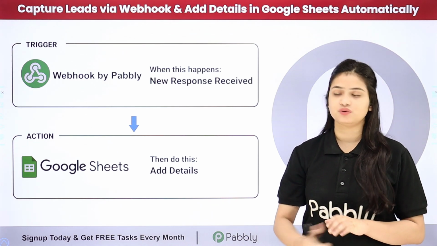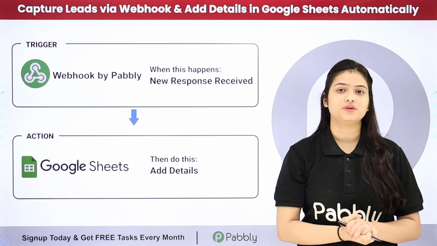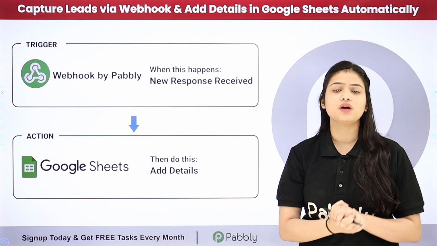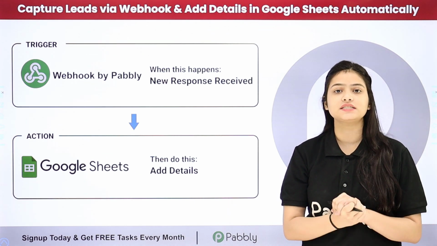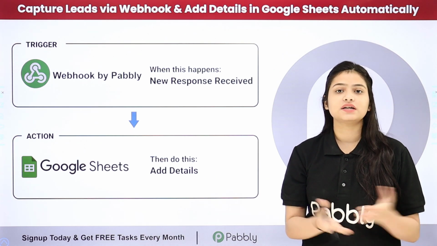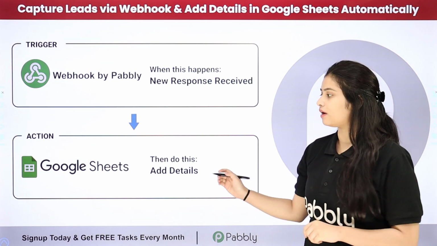In this video, we are going to learn how to capture leads via Webhook and add details in Google Sheets automatically. So I'm managing an online retail store, and to promote my business and to capture the lead response, I have created a separate contact form and I've attached it on my website. Now my objective is that every time a lead submits that form, I want to add the details of that lead in my Google Sheets.